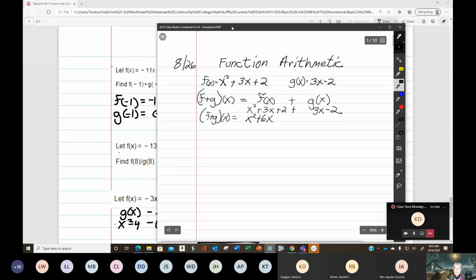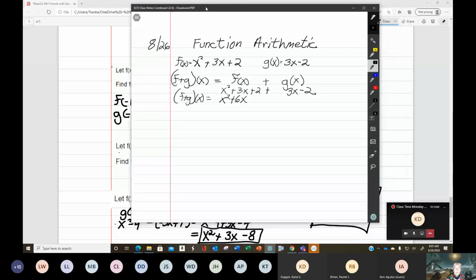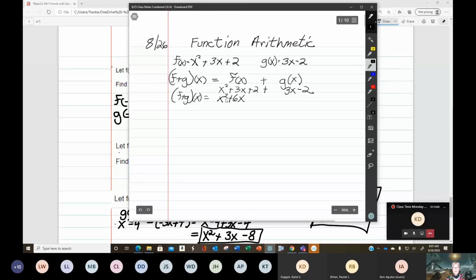Now, let me move this up. I'm assuming you can see this just fine, right? Could one person unmute and tell me whether or not you can see what I'm writing? Yes, ma'am. Okay, yes, good. Thank you very much.